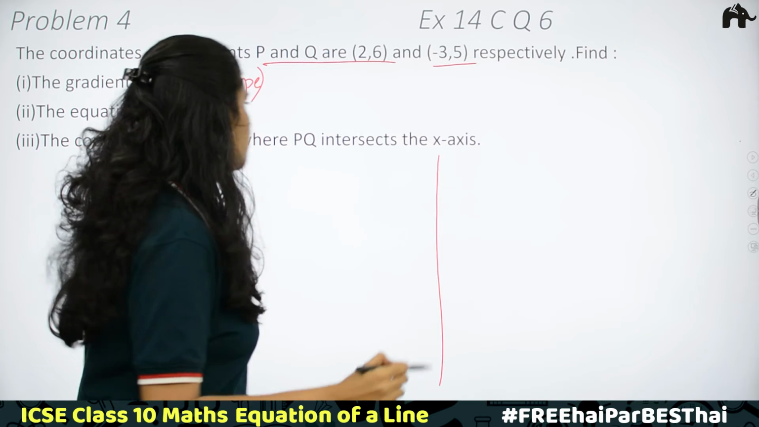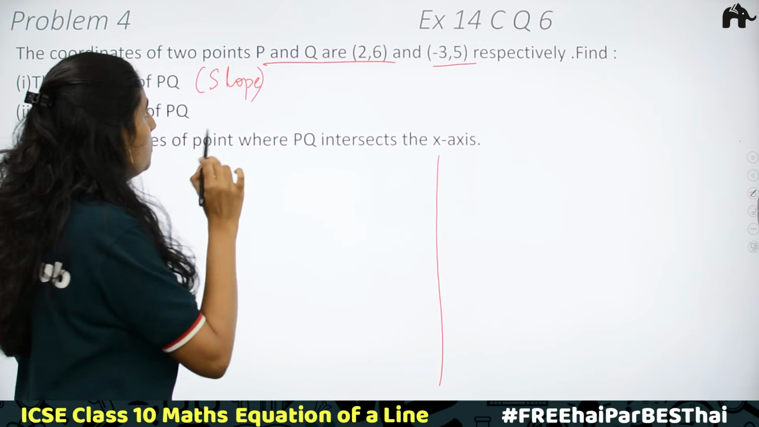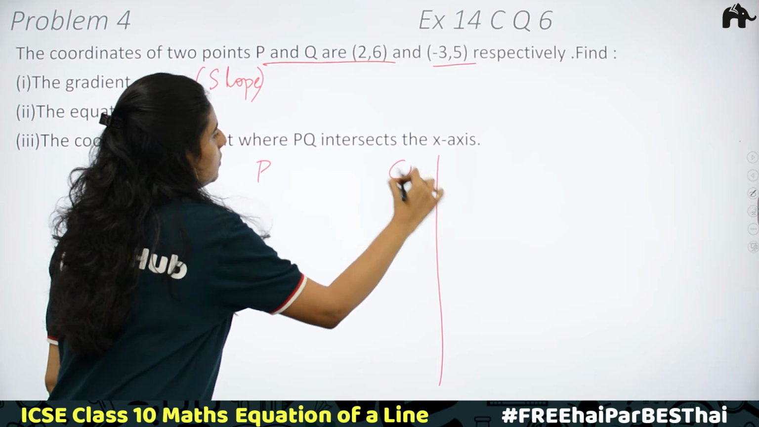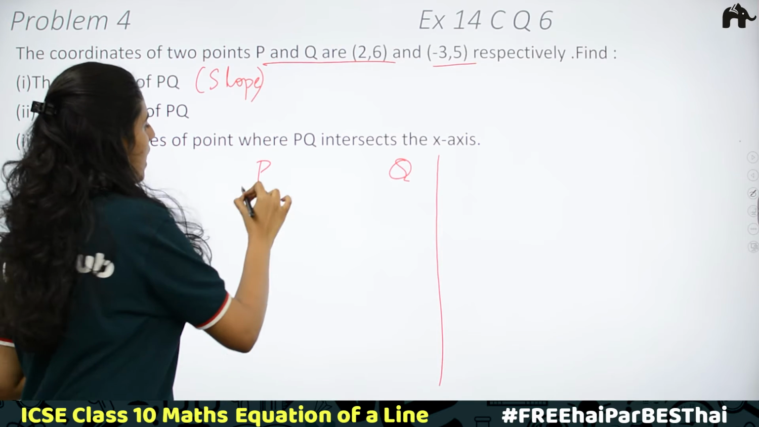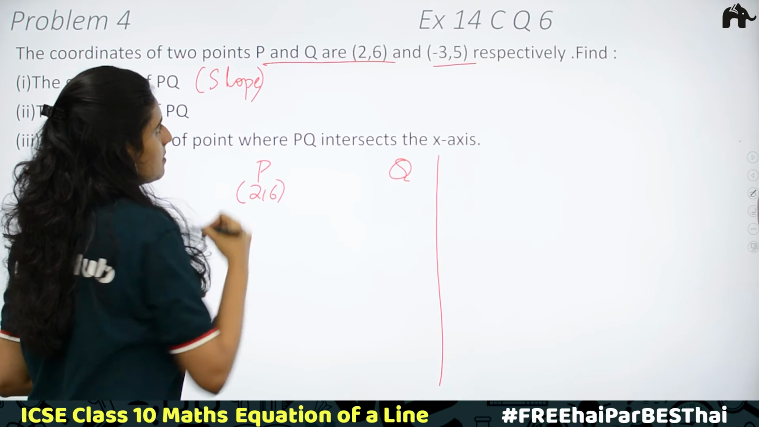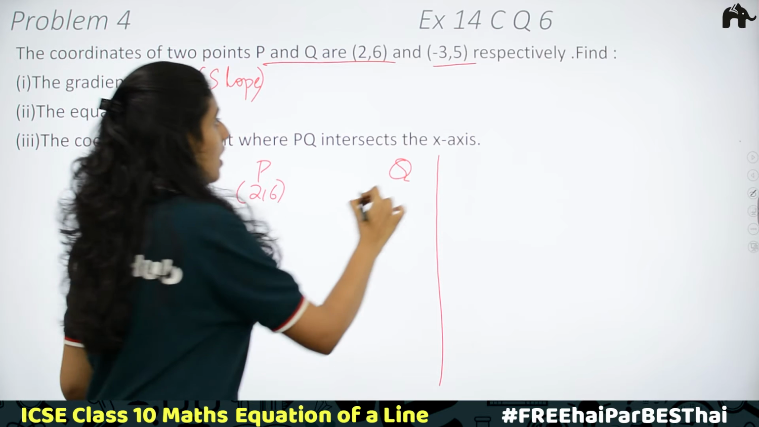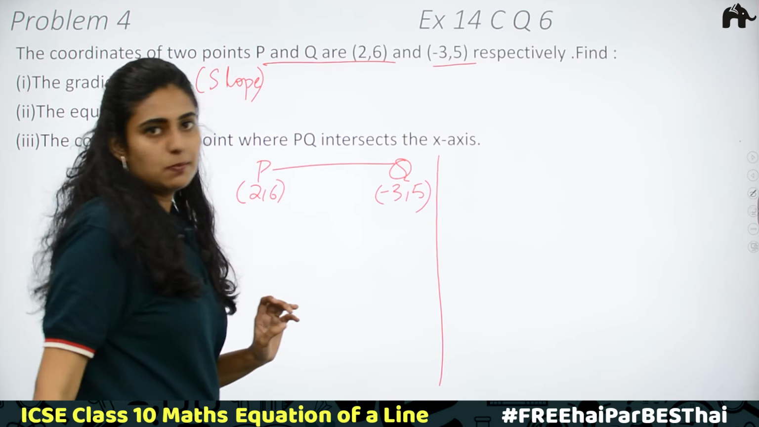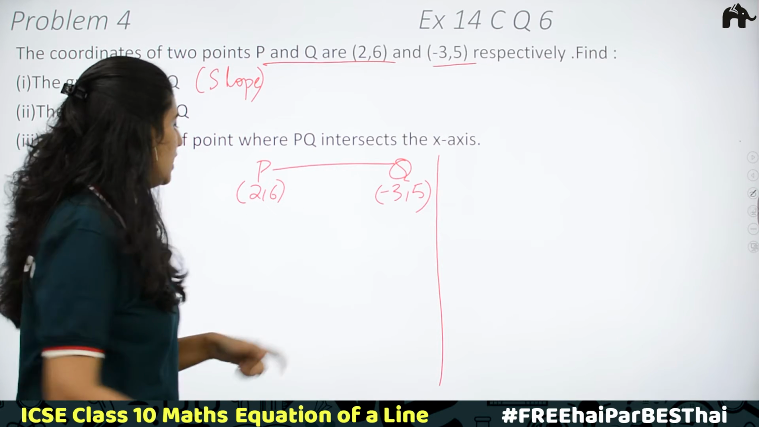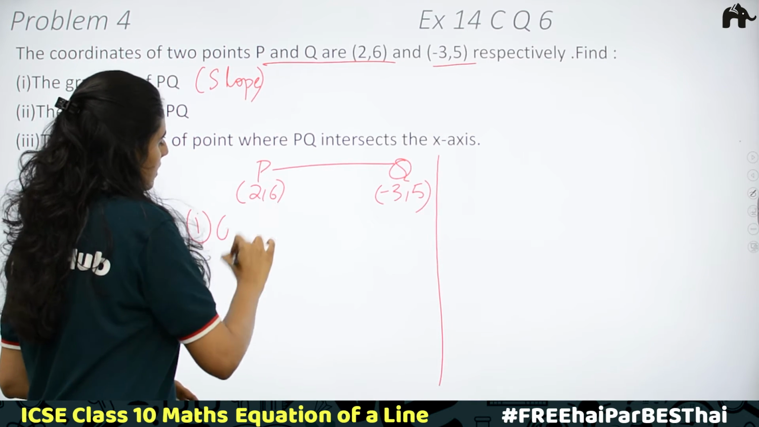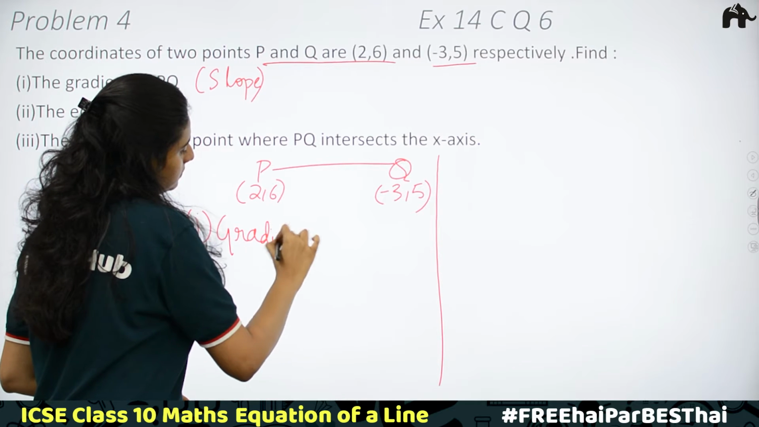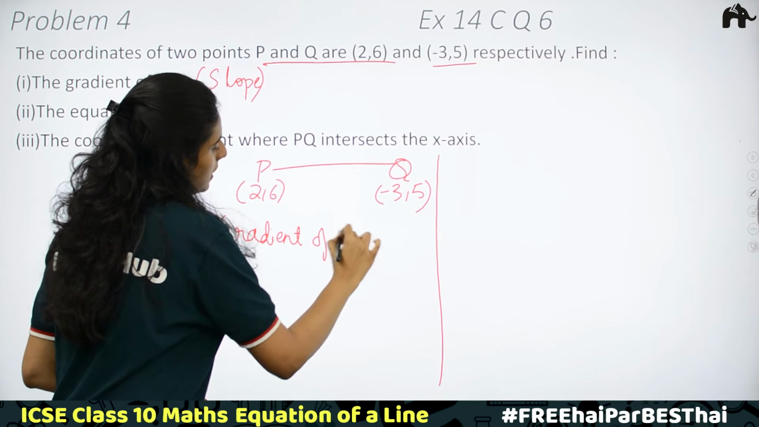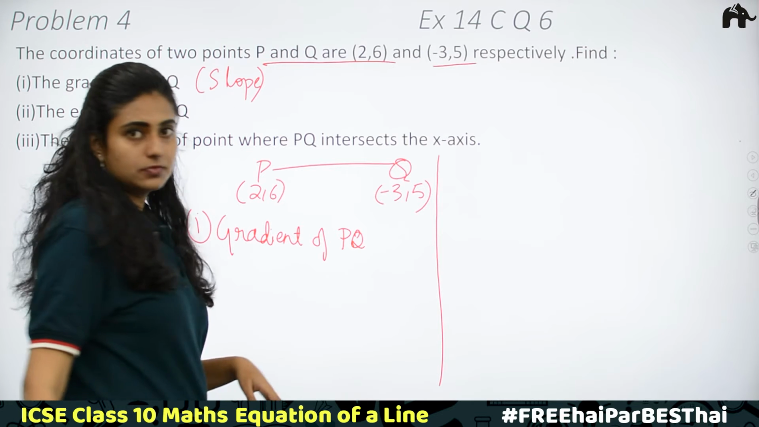Let us start. Here we have 2 points P and Q. Coordinates of P are 2, 6 and the coordinates of Q are minus 3, 5. So this is the line which joins P and Q. We are going to find, in the first question, the gradient of PQ, that is slope.